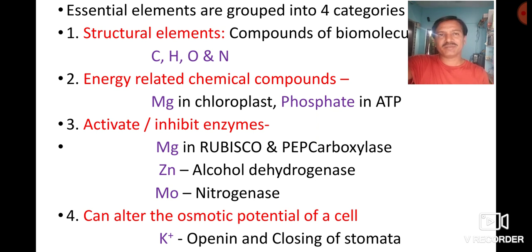And some elements activate or inhibit enzyme activities. Magnesium activates the enzymes Rubisco and PEP carboxylase. Zinc activates the enzyme alcohol dehydrogenase. Molybdenum activates the enzyme nitrogenase. And some elements can alter the osmotic potential of a cell, that is K+. It is involved in opening and closing of the stomata.